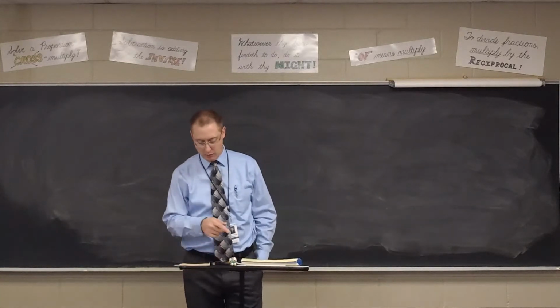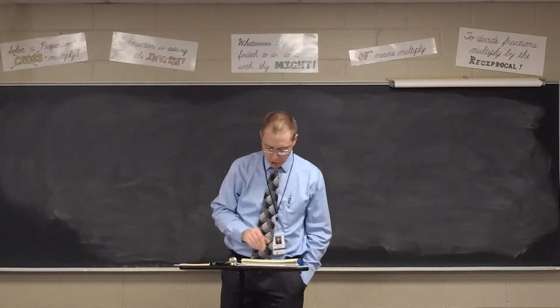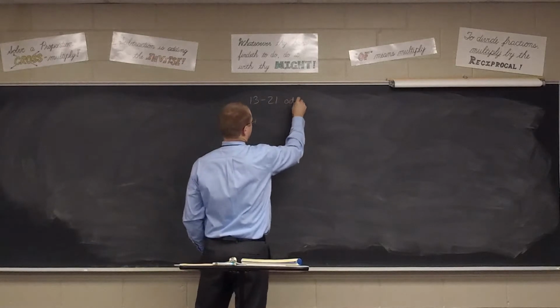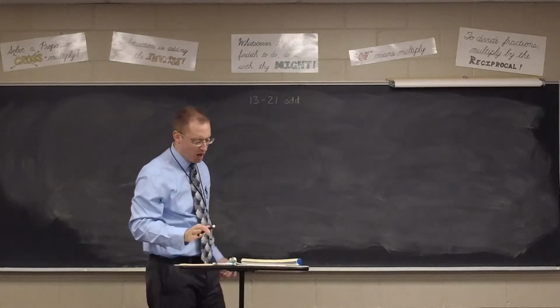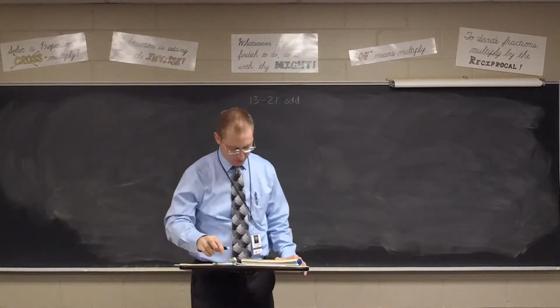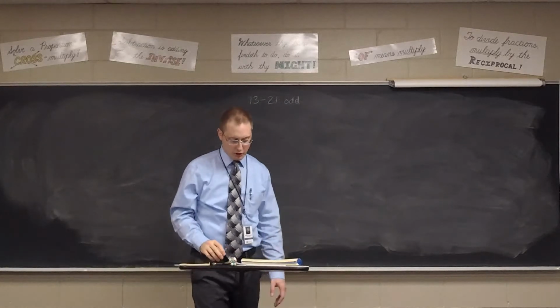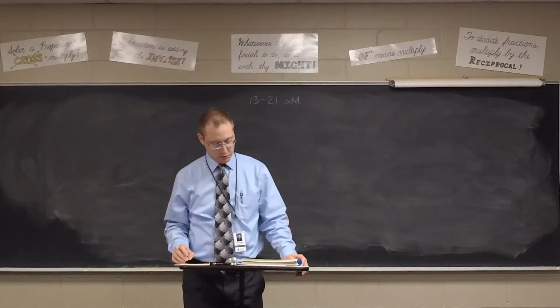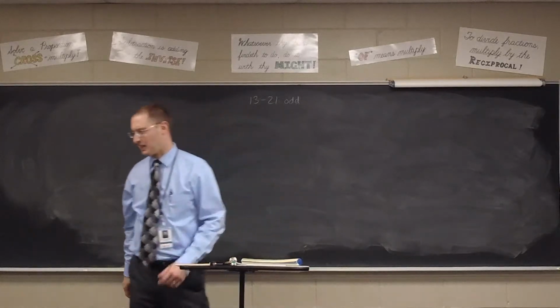So I want you to now do, we're going to start with some simple ones. I want you to do 13 through 21, the odd. And we're going to start with ones where there's only one, maybe 2 letters involved. 1 or 2 letters involved. Then we'll get to ones where they're a little bit more involved. But 13 through 21, the odd.